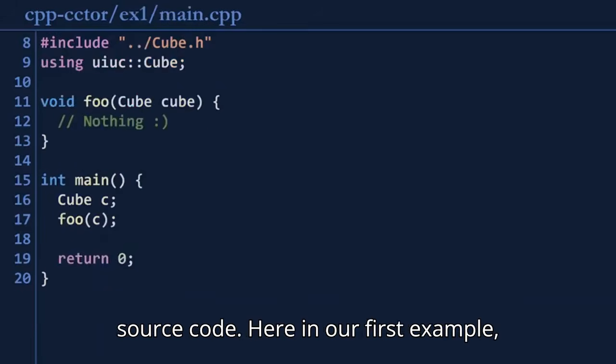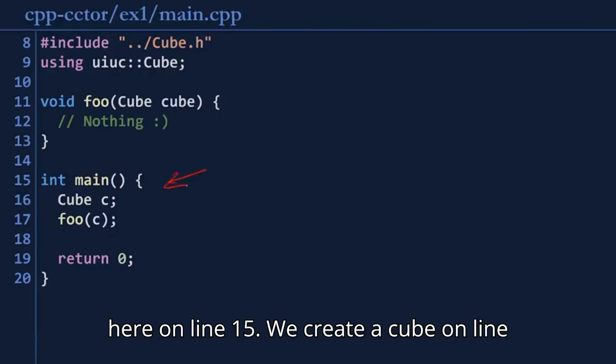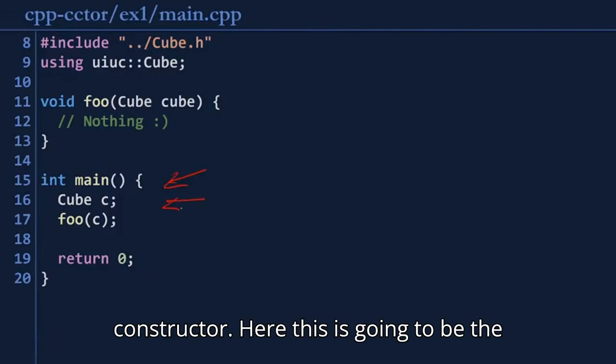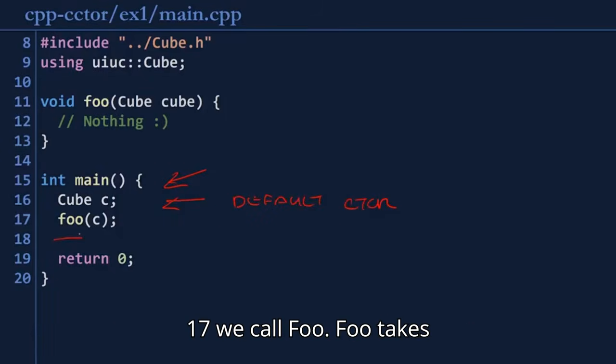This way, when we run our program, we'll see exactly what code is running when we have a set of source code. Here in our first example, we have a main.cpp. Our function main is here on line 15. We create a cube on line 16. Creating a cube is going to invoke a constructor. Here, this is going to be the default constructor. Finally, on line 17, we call foo.